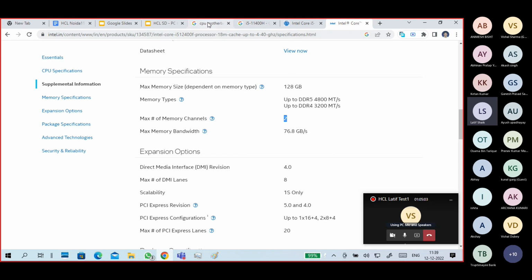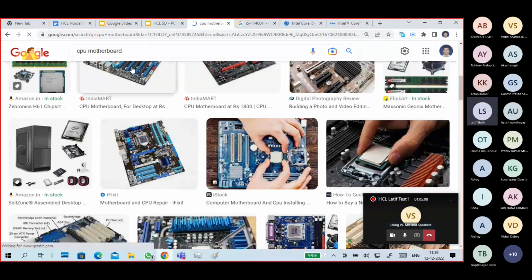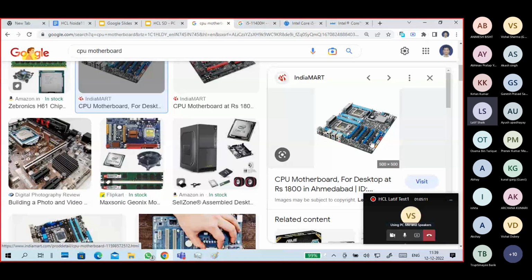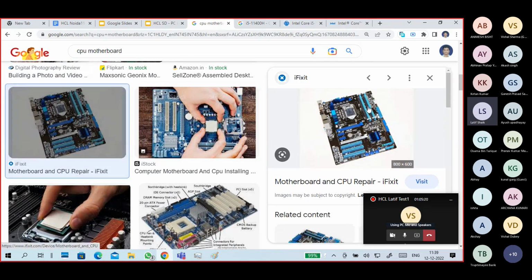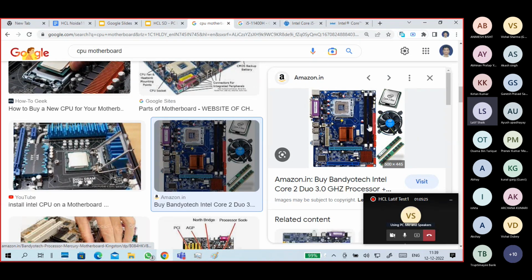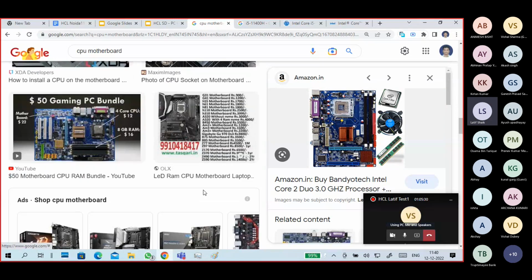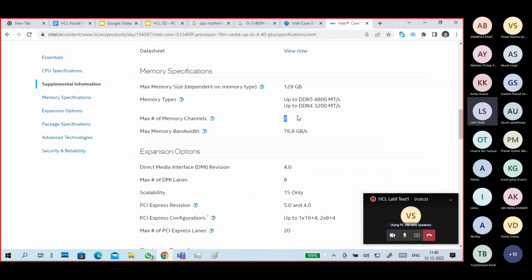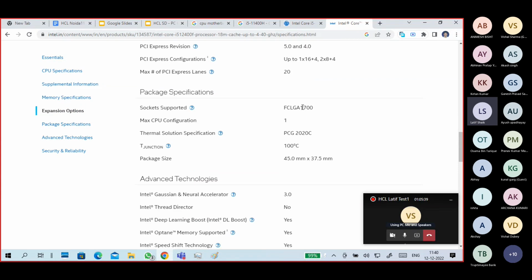So the motherboard contains RAM slots. If you see a CTS, it contains multiple RAM slots. Some are having only two RAM slots, some are having four RAM slots. This one has 2 RAM slots. Okay, so you can put 2 RAMs maximum, and this processor also supports a maximum of 2 RAM slots only. Okay, other information is also available. So this is the socket size.